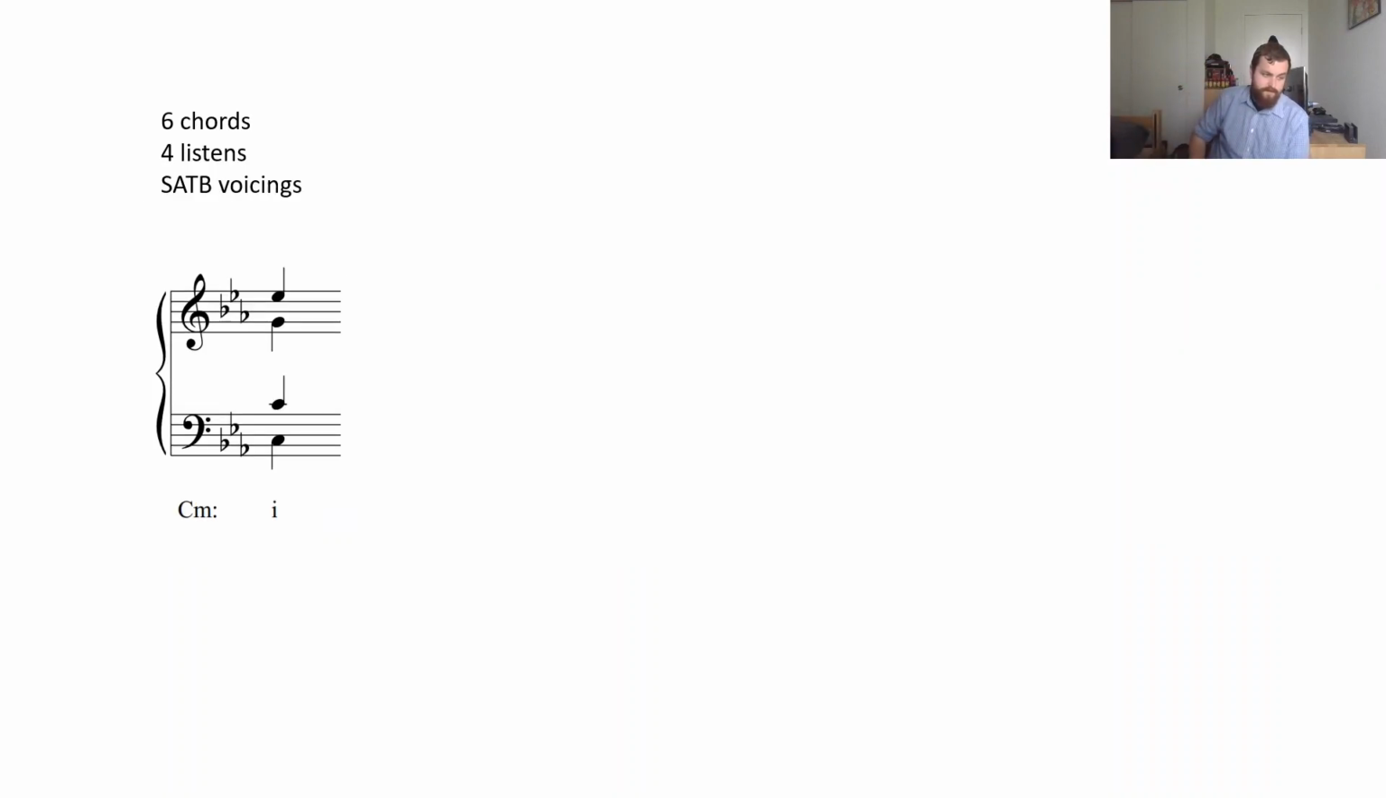6 chords. I'm going to give you 4 listens. I may expand that. We'll see. As you can see, we've got SATB voice leading. C minor. 4 listens, 6 chords. Now, you can expect a 3 somewhere in there. Everywhere else that we have is something that we've seen before.